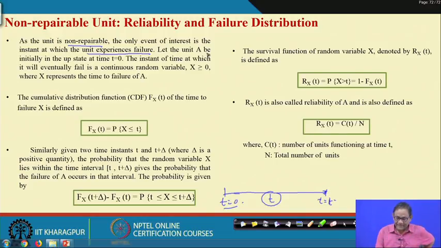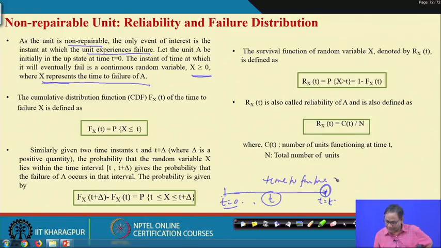Now, second is let the unit A be initially at 0, I told you. So, the instant of time at which it fails is a continuous variable, and if we represent it by x, that means x is greater than 0. So, what does x represent? x represents the time to failure. x is time to failure.